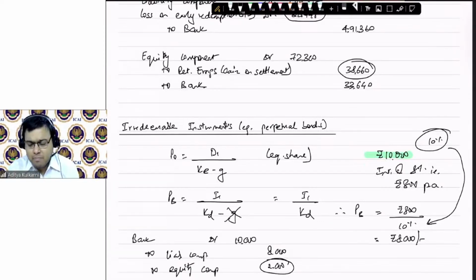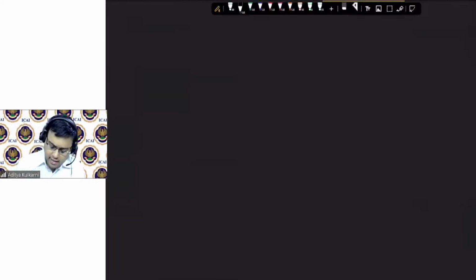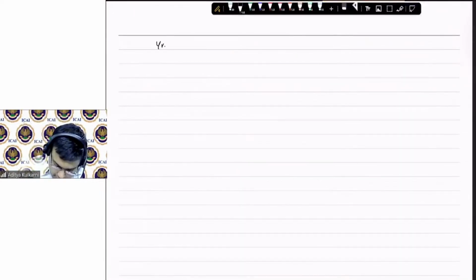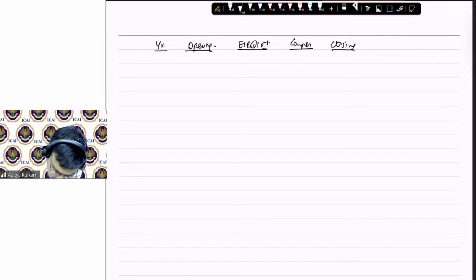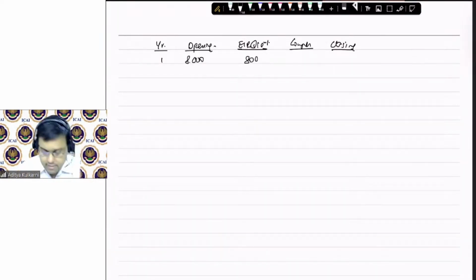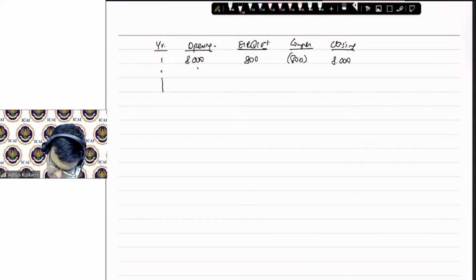Okay, so now if I have to prepare an amortization table, it looks something like this. Year, opening, effective interest rate at 10%, coupon, closing. So year 1, opening starts with 8,000. EIR is 10%, 800. And coupon is 800. So closing is 8,000. And this goes on flowing like this.